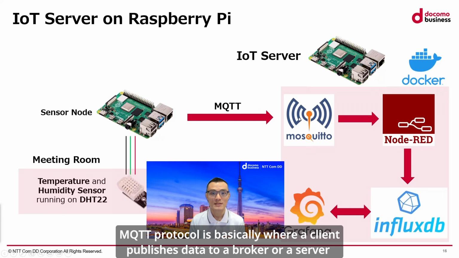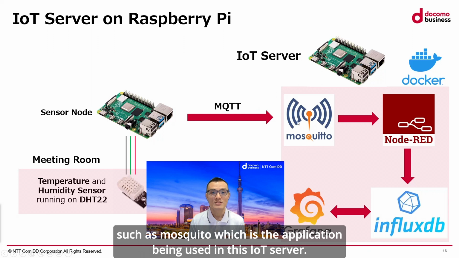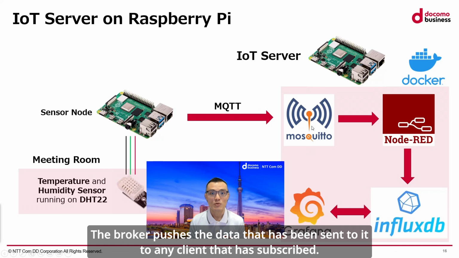The MQTT protocol is basically where a client publishes data to a broker or a server, such as Mosquitto, which is the application being used in this IoT server. The broker pushes the data that has been sent to it to any client that has subscribed.